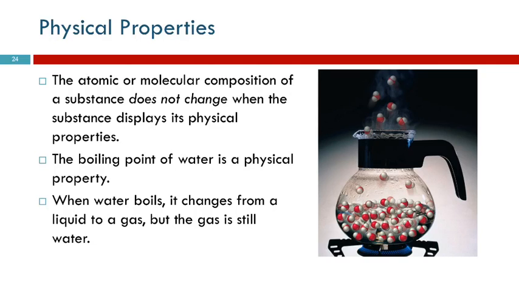So the atomic or molecular composition doesn't change when you demonstrate the physical property. So water boils at 100 degrees Celsius. Here we have a pot of water boiling. So it's going from a liquid state into the gas state. When we boil water, the individual particles are not altered. It looks like the water's disappearing, right? And it's going from a liquid state into the gas state, but the individual molecules are not destroyed.